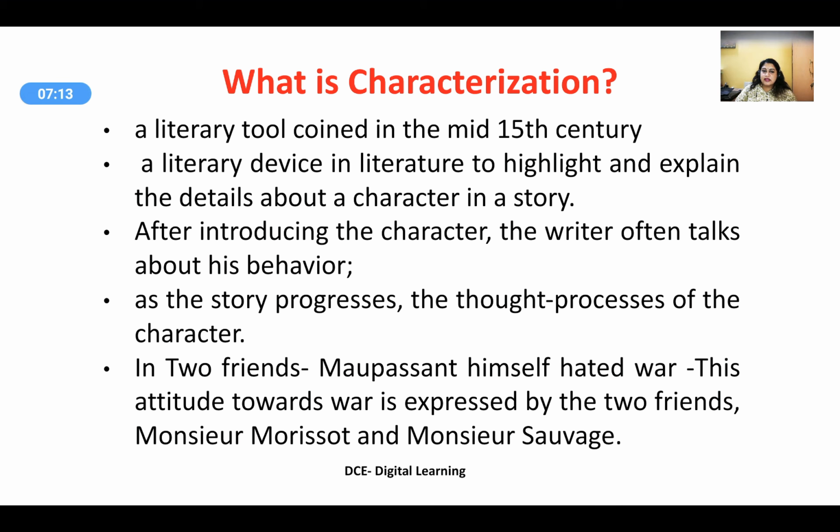As the story progresses, the thought processes of the characters are revealed in a dramatic manner. In the story Two Friends, Maupassant himself hated war. That is, the author himself hated war. This he made clear. This attitude towards war is expressed by the two friends, Monsieur Morisot and Monsieur Sauvage. They too did not like war. So the characters of Monsieur Morisot and Monsieur Sauvage have been used by the author to express his point of view against war.